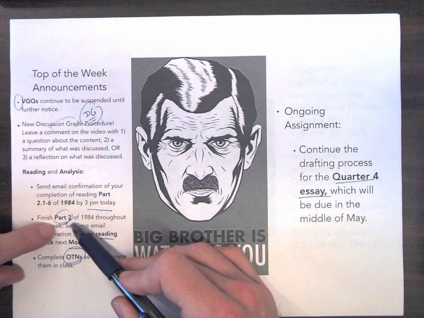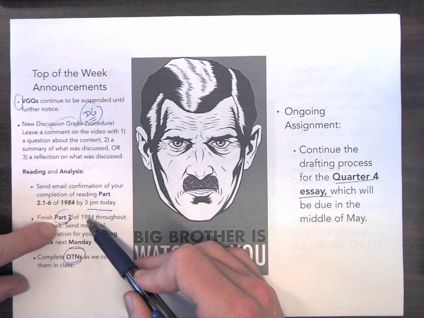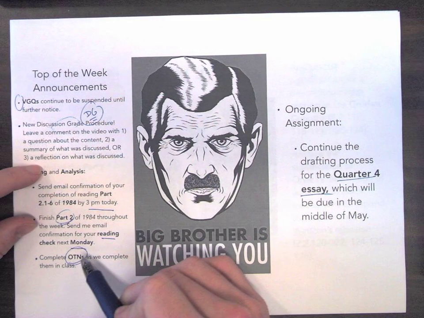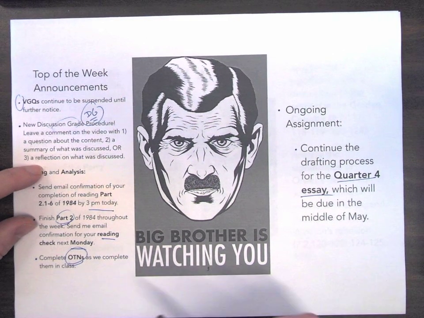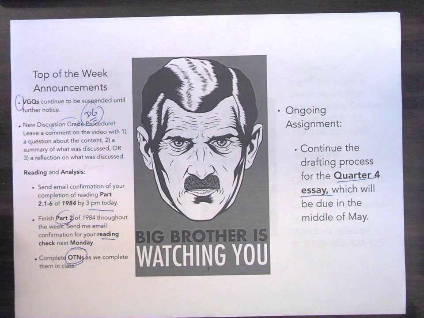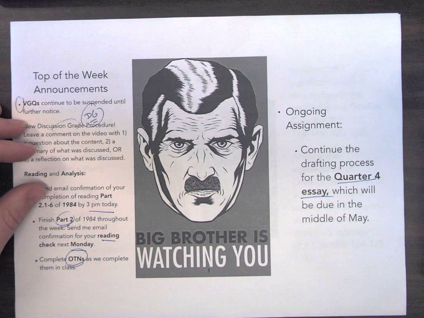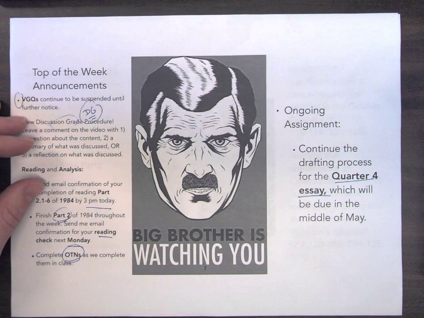Throughout the rest of this week, you need to be finishing Part 2 of 1984, and you need to complete your OTNs as we complete them in class. Yesterday, in Monday's class, we completed OTN 3, which concluded our analysis of Part 1 of 1984. So today, you need to begin OTN 4. Make sure your OTNs are up to date and that you're keeping up with those on a daily basis.